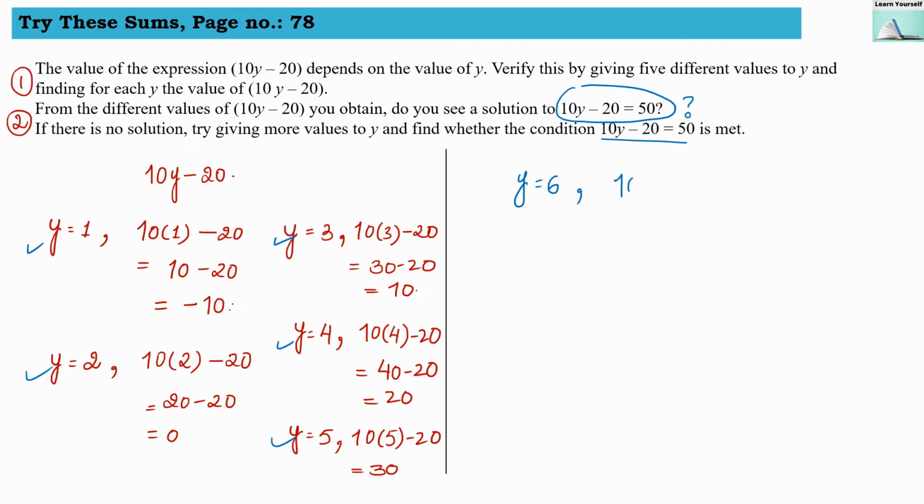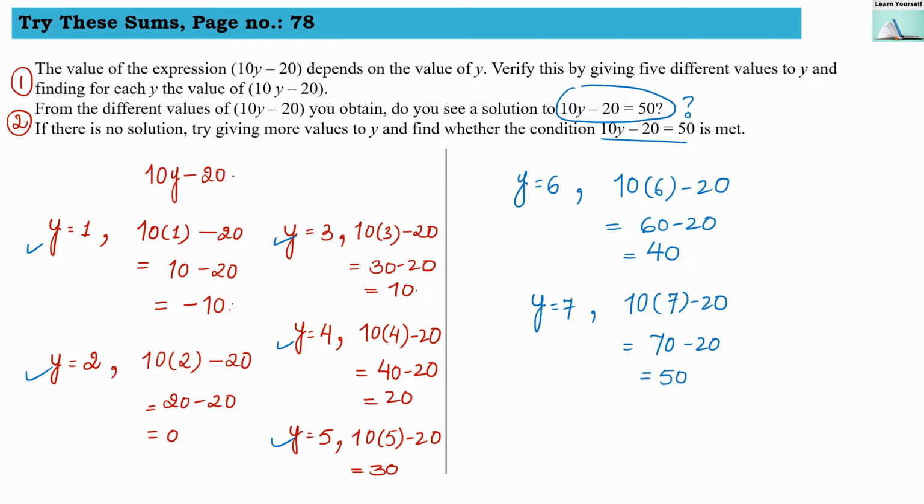In this expression, when we take 10 into 6 minus 20, we get 60 minus 20. So as an answer we get 40. Let us take y equals 7. So 10 into 7 minus 20, we get 70 minus 20, and as an answer we get 50. So when we take y equals 7, 10y minus 20 gives us 50. For y equals 7, this expression gives us the solution 50.